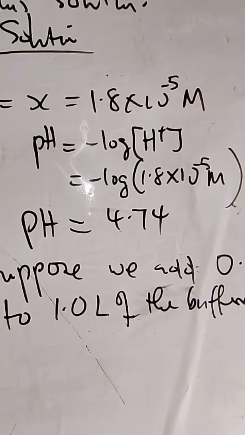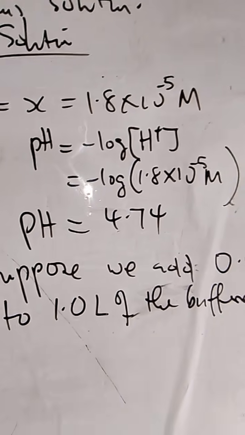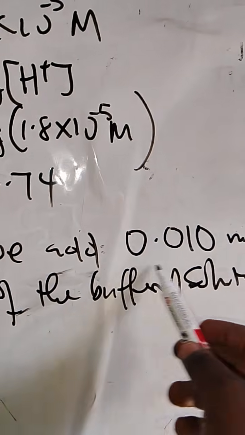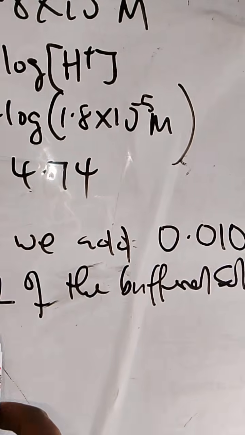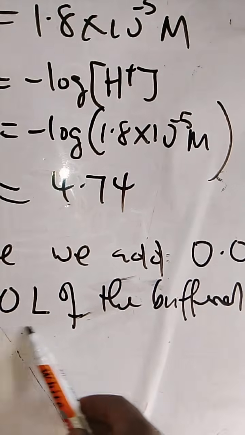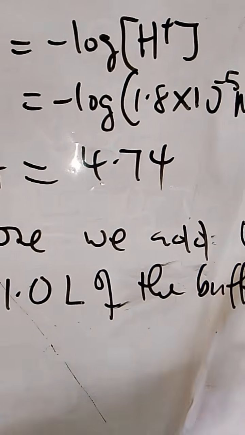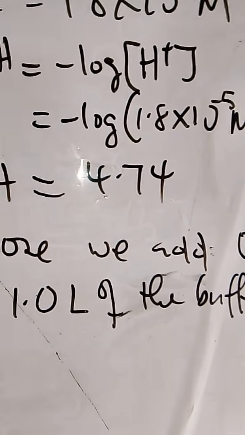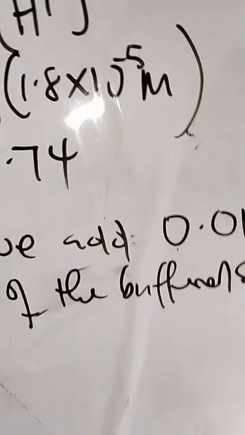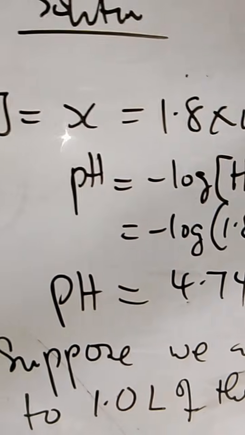Okay, so now let's see what will happen if we add 0.01 more mole of sodium hydroxide to 1 liter. You can see that the volume here is 1 liter, so it is just the same as 0.01 molar, since moles is equal to molarity times volume. Now let's see what will happen upon adding that to this buffered solution. We take note of the pH that we have found.